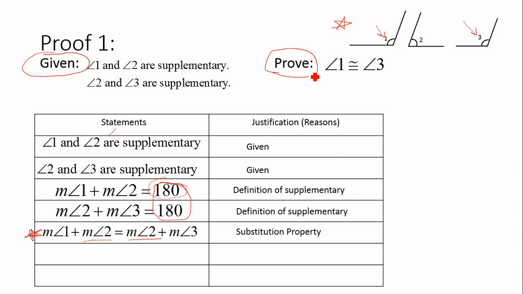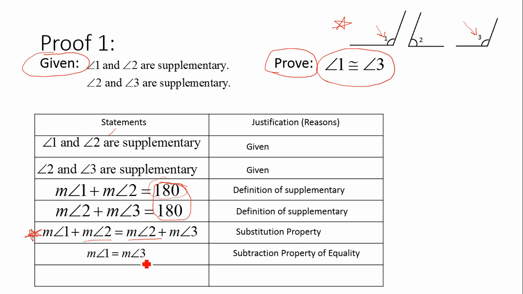And remember, our goal is to try to get to a place where we have only 1 and 3 left. So I would use the subtraction property to subtract measure of angle 2 from both sides, leaving me with the measure of angle 1 equals the measure of angle 2. And again, that was the subtraction property of equality because I am basically subtracting the measure of angle 2 from both sides. And that's close to what we want, but we want angle 1 congruent to angle 3, not the measure of angle 1 equals measure of angle 3.